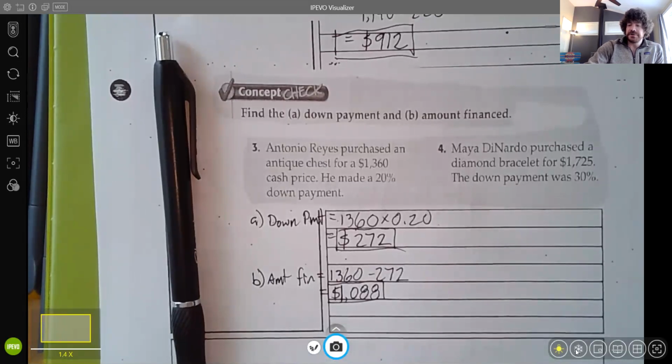Let's go and do this last one here. So I'm going to freeze my screen again. We'll go with 2 minutes. Figure out the down payments, figure out the amount financed, and then we'll take a quick look at the assignment and then we'll be done.